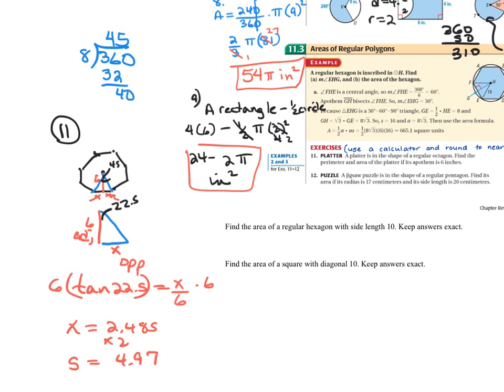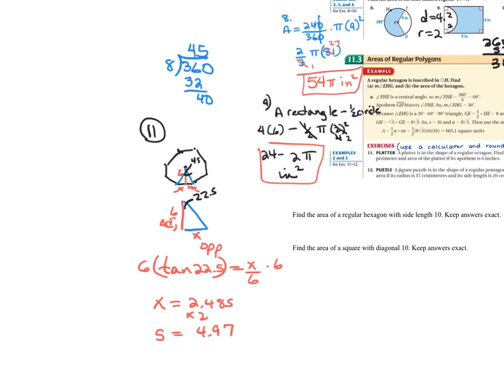So now I have all the pieces I need to calculate perimeter. Remember, it's the number of sides times side length. An octagon has 8 sides. So 8 times 4.97 gives me 39.76. I'll round it to the tenths place, 39.8. That will be the perimeter.